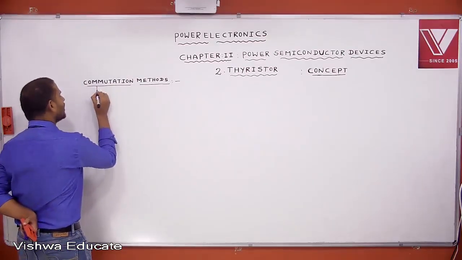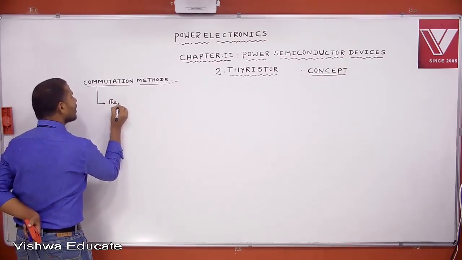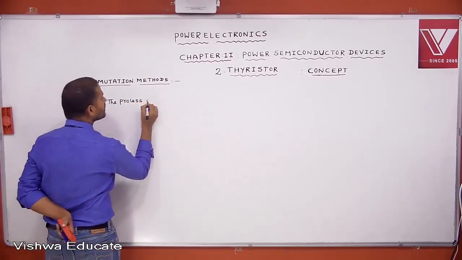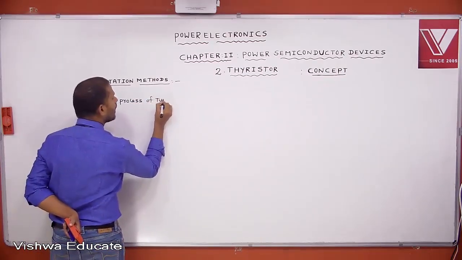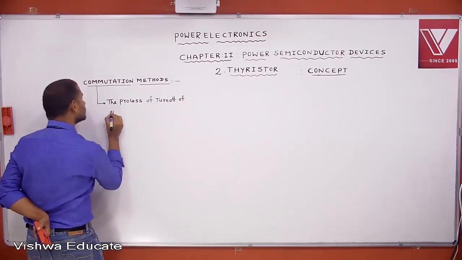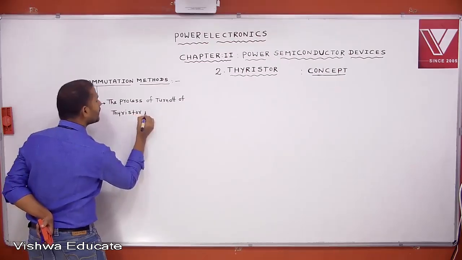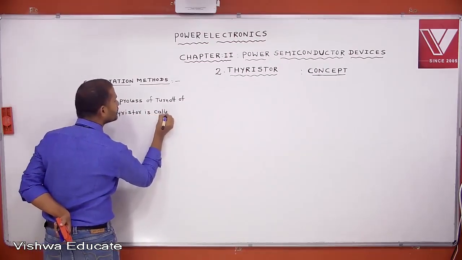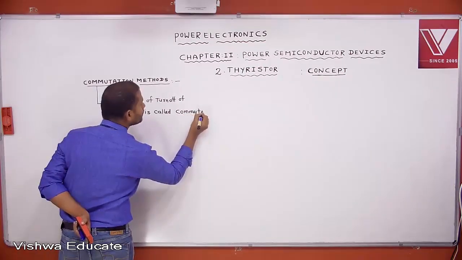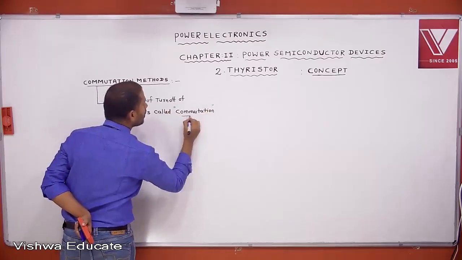Once again, I am writing here. What do you mean by commutation? Parallelly, you note down. The process of turn off of thyristor is called commutation.